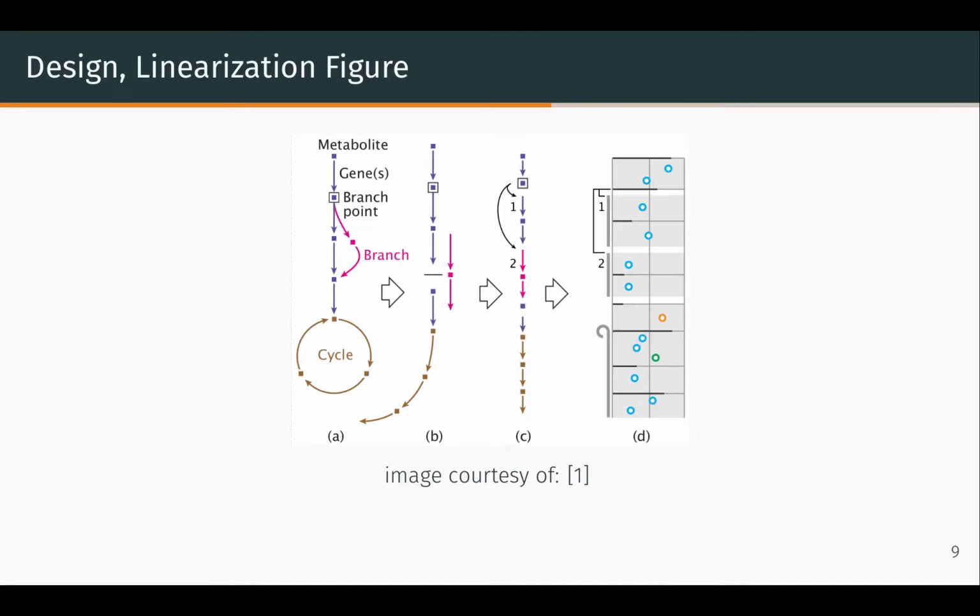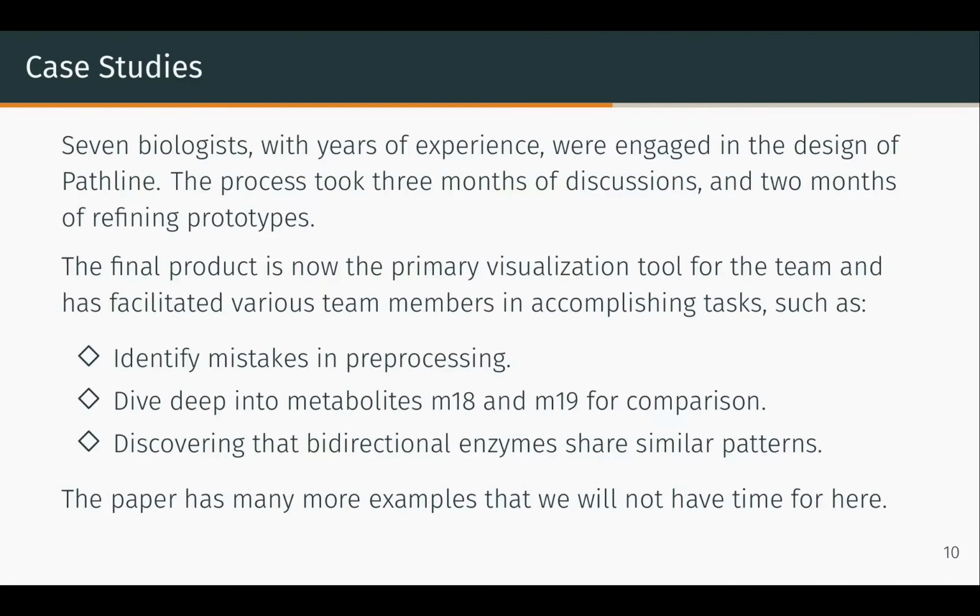So hopefully that explanation worked for everyone, and you now have a decent idea about how Pathline is intended to function. The authors of the paper, for their part, were always thinking about how Pathline would be used in the field, and 7 biologists with years and years of experience between them were engaged from the very start in the design of Pathline. The process took 3 months of discussion, 2 months of refining prototypes, and the final product does seem to have been very successful.